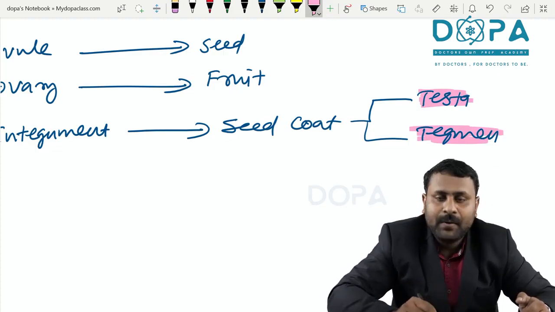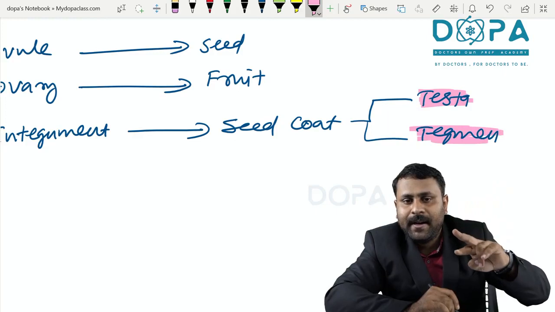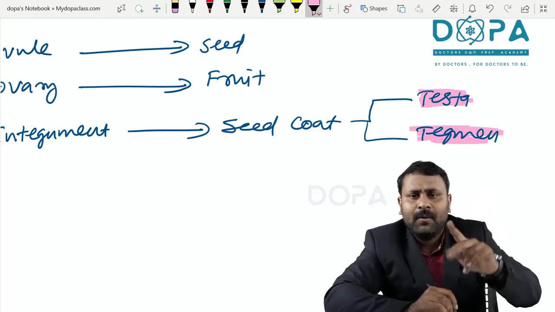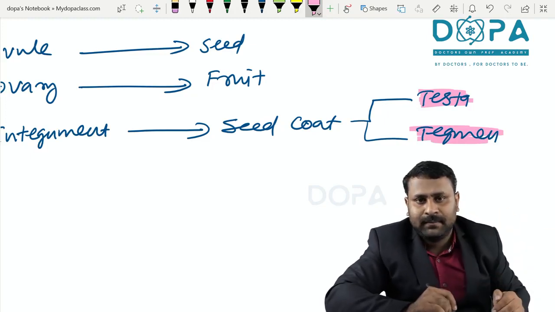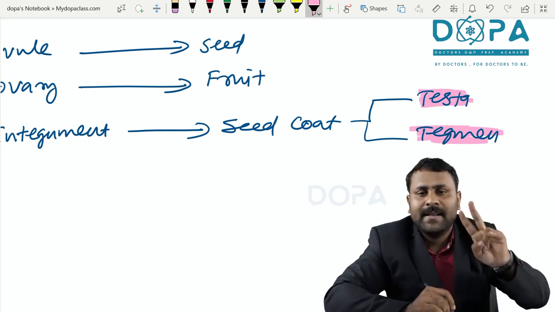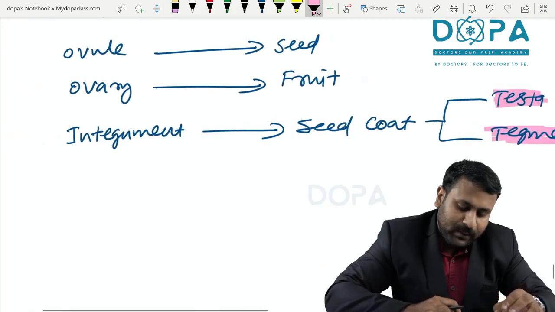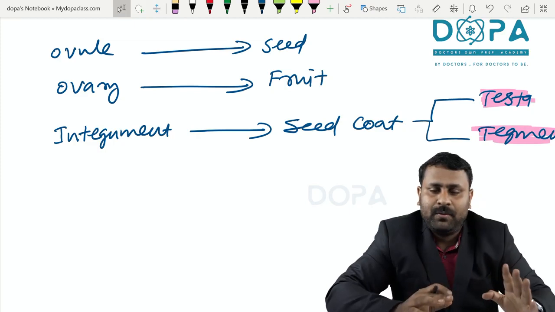Outer integument develops into testa. Inner integument develops into tegmen. There are two layers of integument, outer integument and inner integument. We know integument develops into seed coat. Seed coat has two layers, outer testa and inner tegmen. Outer integument develops into outer testa. Inner integument develops into inner tegmen. Ovule develops into seed, ovary develops into fruit.